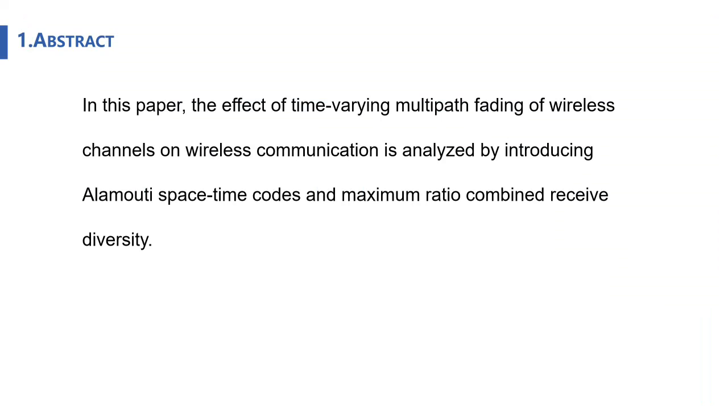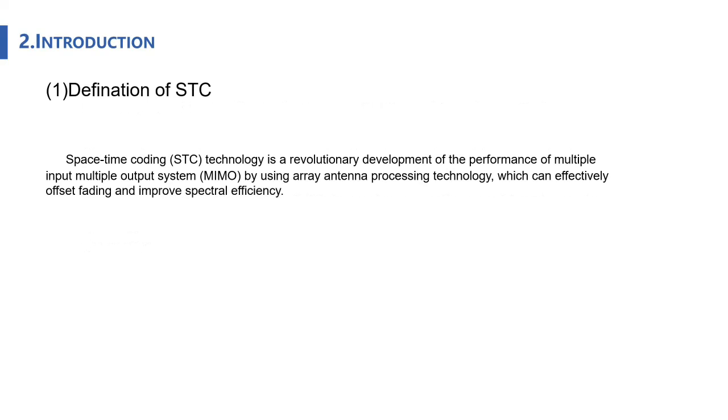In this paper, the effect of time-varying multipath fading of wireless channels on wireless communication is analyzed by introducing LMUT space-time codes and maximum ratio combining receive diversity. Space-time coding technology, also called STC, is a revolutionary development in the performance of multiple-input, multiple-output systems, called MIMO, by using array antenna processing technology, which can effectively offset fading and improve spectral efficiency.